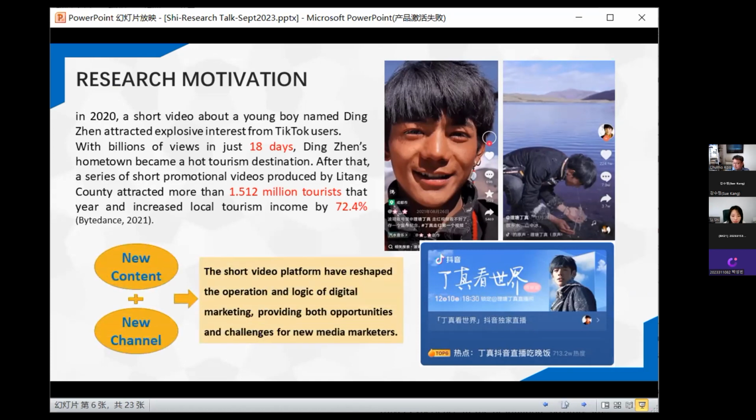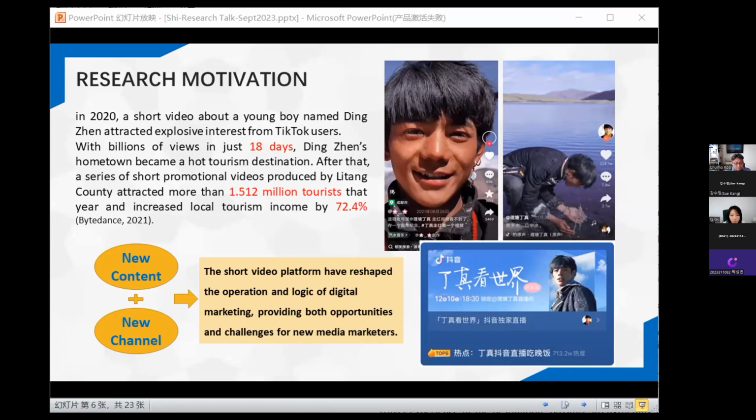also, academia and marketing researchers have noticed the favorable effects of short videos on destination promotion. But the underlying mechanisms of how short videos contribute to the success of destination promotion are still unclear. They have noted that short video platforms provide new features of the content of marketing videos, and the new channel also has new features that should reshape the logic of digital marketing.